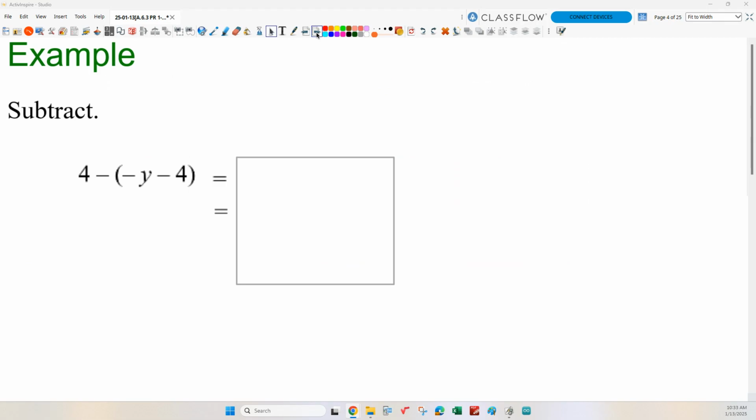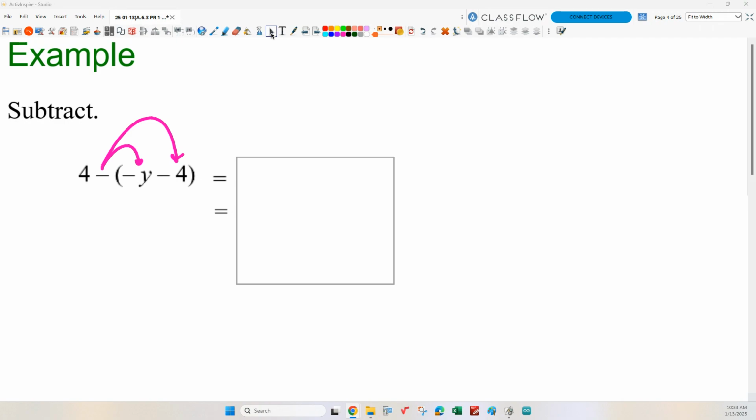Do I need the parentheses this time? I do. What do I need to do to get rid of the parentheses? I've got to distribute that negative, don't I? Right? I've got to distribute the negative 1. When I distribute a negative, I'm really distributing a negative. So we distribute the negative, which just changes all the signs. So what's that going to give me?